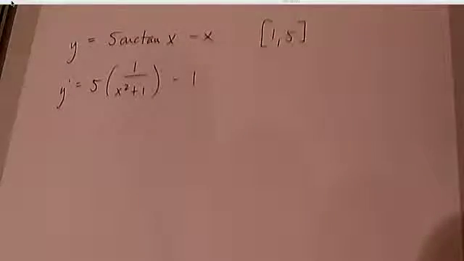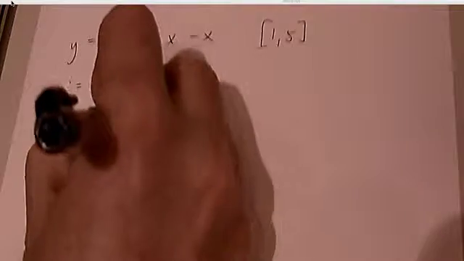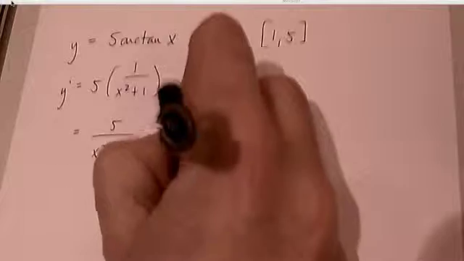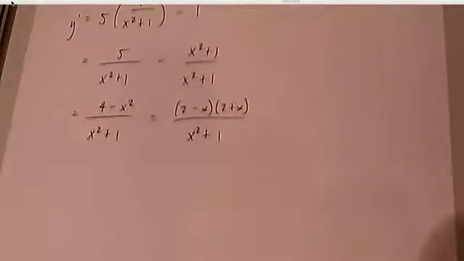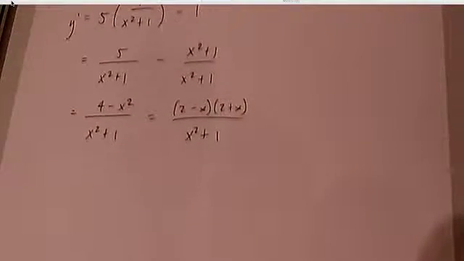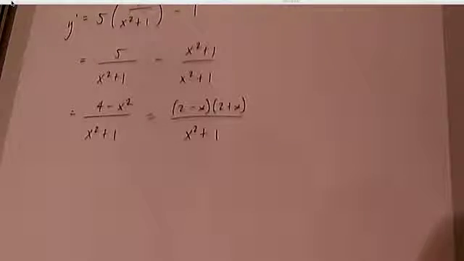So we have 5 times 1 over x squared plus 1 minus 1. Okay, well, that winds up being 5 over x squared plus 1 minus x squared plus 1 over x squared plus 1. And the reason why I'm doing that is it winds up giving me 4 minus x squared over x squared plus 1, which of course is 2 minus x, and 2 plus x over x squared plus 1.